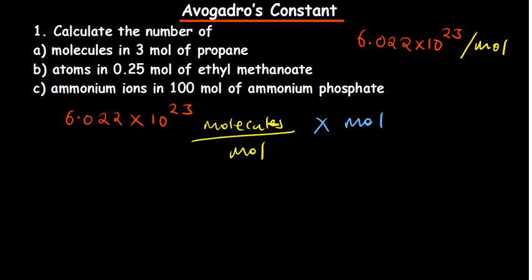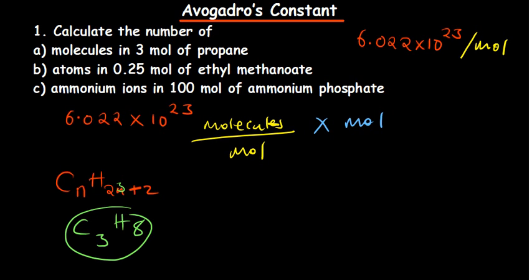Okay, now there are some modifications we have to make to certain questions. So starting with question 1, calculate the number of molecules in 3 moles of propane. Of course, you know that propane is an alkane, with the general formula CnH2n+2. So propane is expected to be C3, and then if you put a 3 there, 6 plus 2, that's 8. So C3H8.